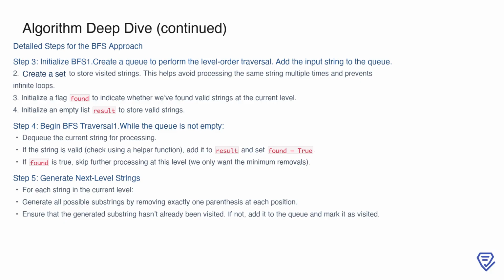As we proceed with the BFS, we process strings from the queue one by one. For each string, we first check its validity using a helper function. If it is valid, we add it to the result list and set the found flag to true. If this flag is true, we skip further processing at this level, as we are only interested in the minimum number of removals. If the string is not valid, we then generate its next level substrings by removing one parenthesis at a time, ensuring that we avoid revisiting already processed strings by checking against the visited set.